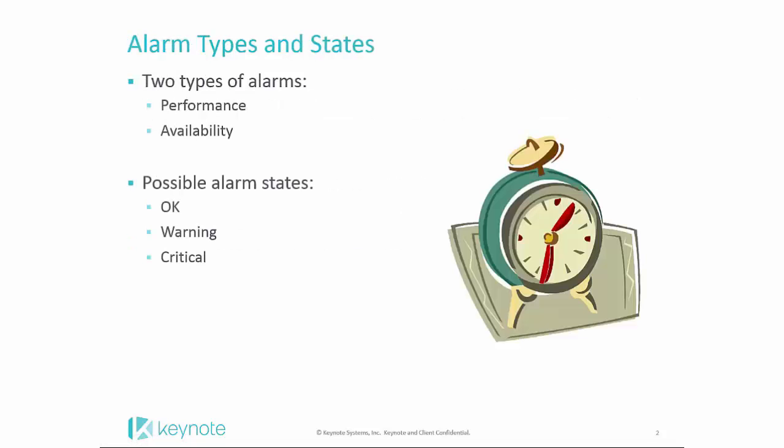There are two types of alarms. We can calculate against performance of your site or the availability of the measurement. Availability is simply the ratio of successful checks over all tries. The possible alarm states when we detect a problem are either OK, warning, or critical. OK is when it goes back to normal after a problem occurred.